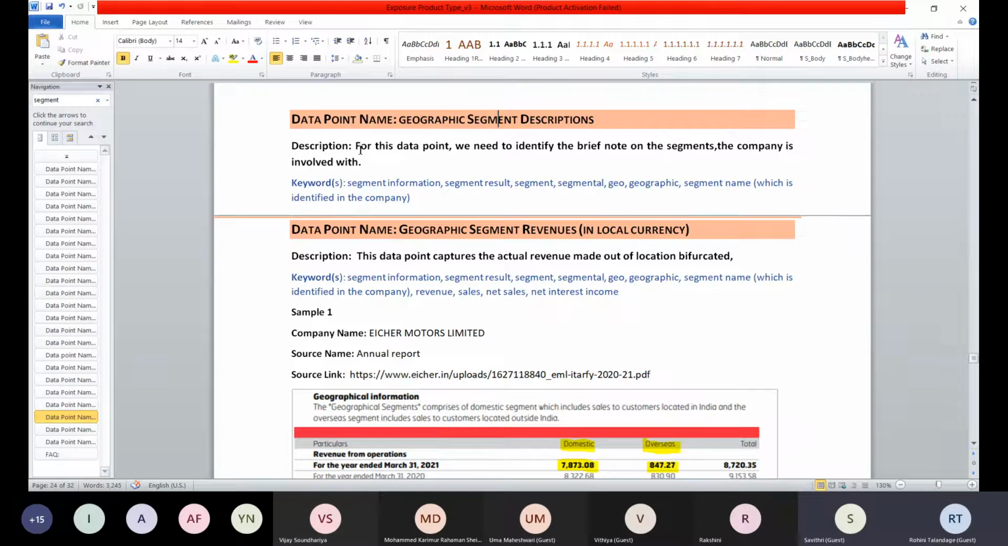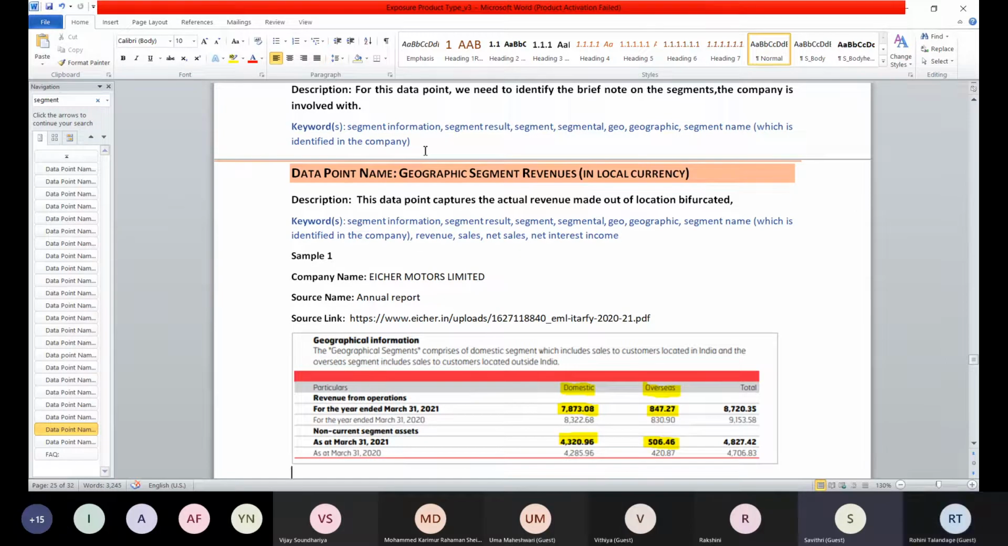Okay. The next data point is geographic segment description. For each geographical segment they will give an explanation. Like if they say United States is their geographical location, they will give a brief explanation on that, such as United States includes these locations. If they are giving any detail like this, you can capture that as the geographic segment description. For this also we have these keywords, or you can search with the geographical segment names.